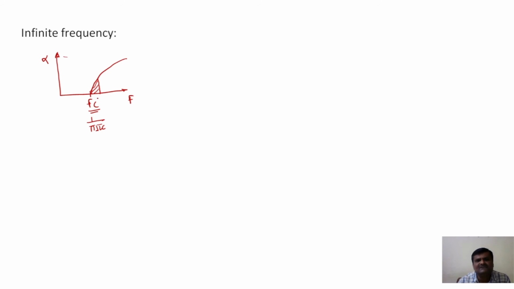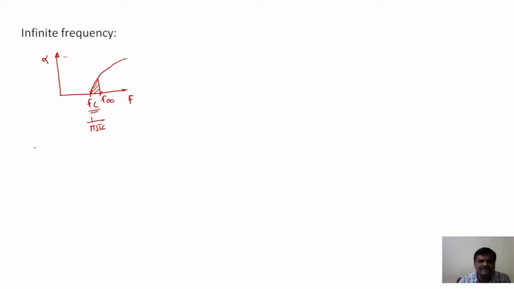So what is our aim? To calculate this point that is related to frequency, that is called f infinite. F infinite is nothing but the frequency at which attenuation becomes infinite. So that is our next aim, to calculate the frequency at which attenuation becomes infinite.